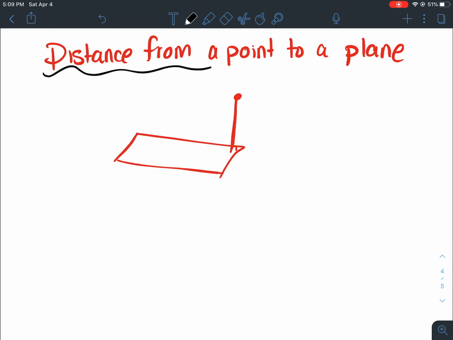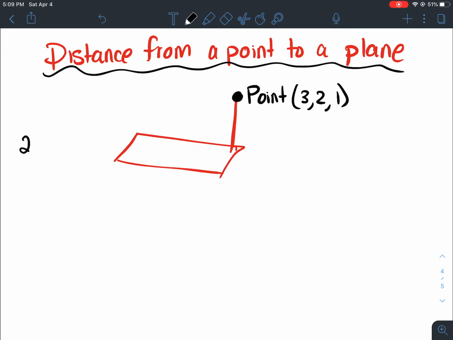I think there's a video on that, but just a quick reminder. Let's say the point is 3, 2, 1. Sorry, these are horrible estimates. And for your plane, you know the scalar equation of your plane, let's say 2x plus 3y minus z plus 1 equals 0. What you need to find out is that point right there.